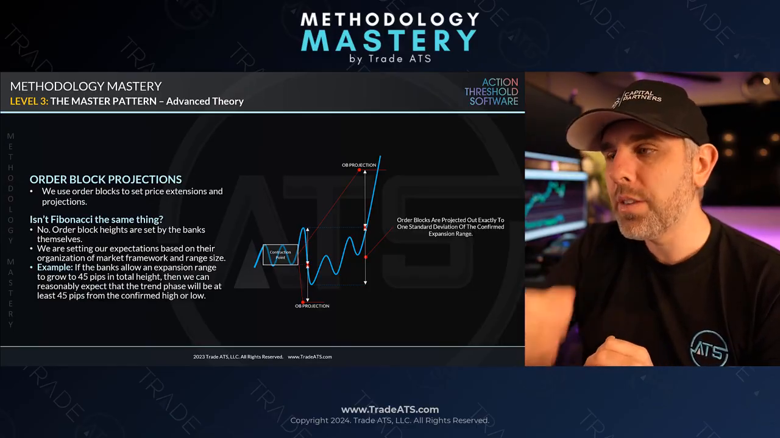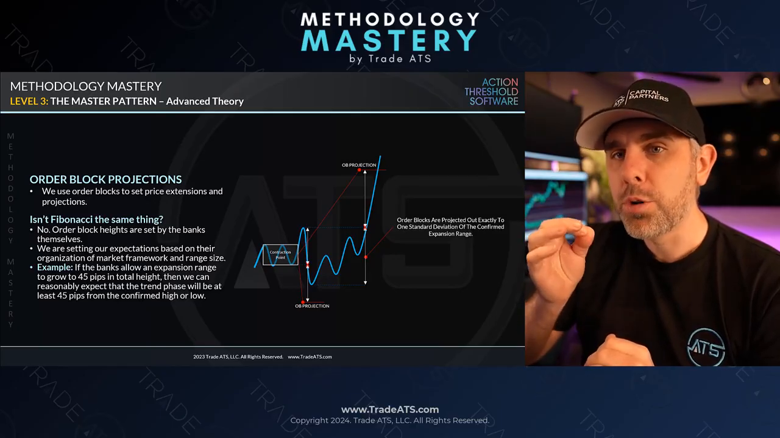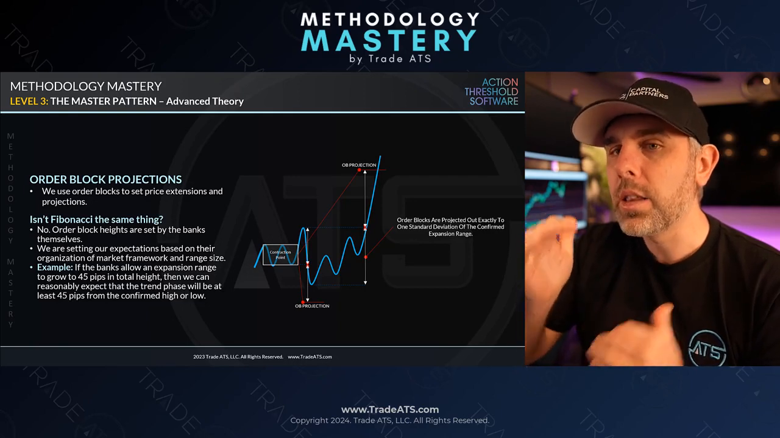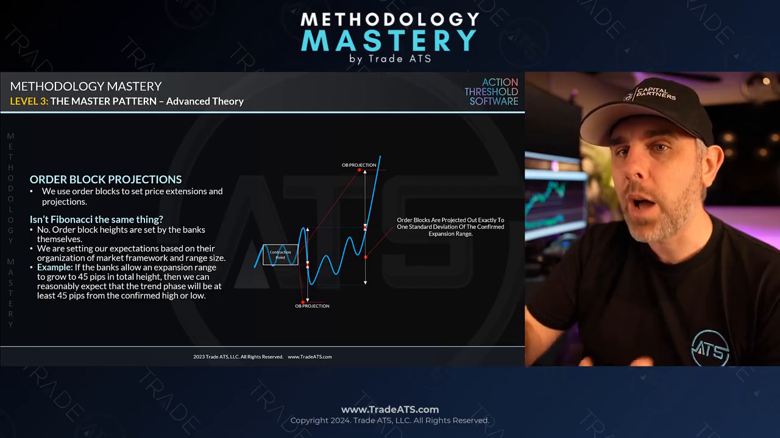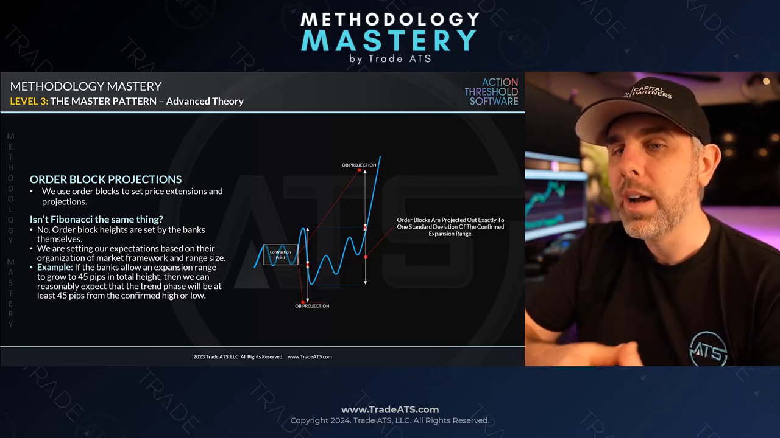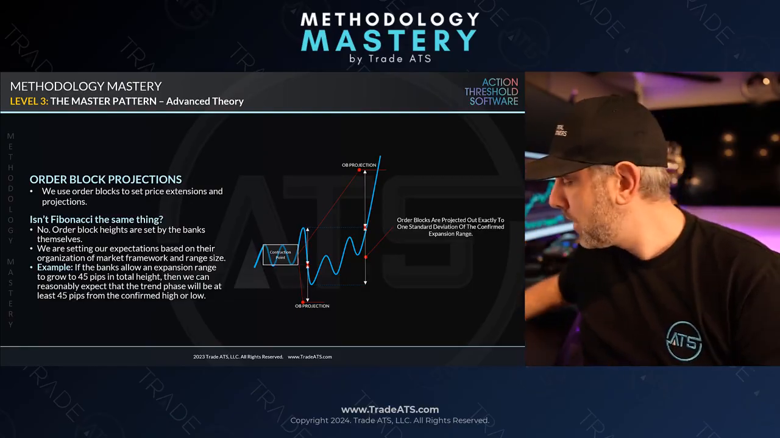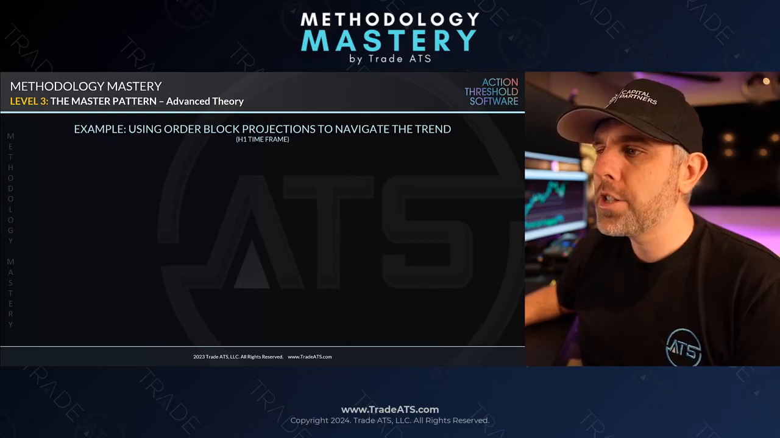And you can be confident that that's going to be an accurate projection, because again, it is set on the allowances that the market makers and the banks themselves have allowed the market to expand so far. It's based on that exact measurement. So that's why they're very accurate. Okay, so keep going here. Using order block projections to navigate the trend.